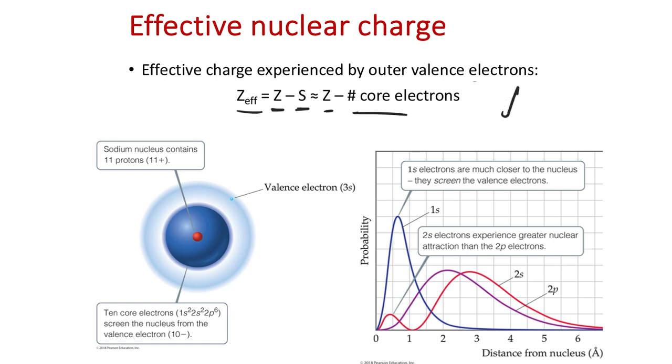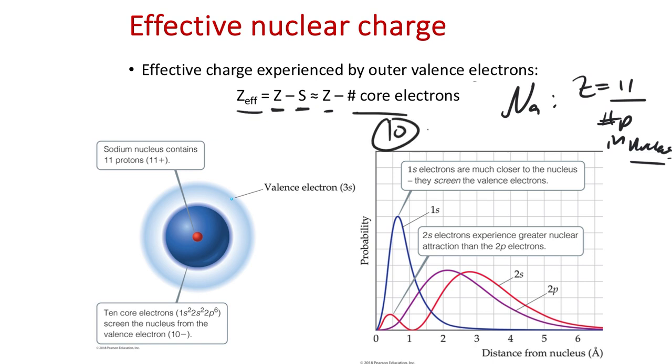So for sodium, it would work like this: the Z for sodium is 11, the number of protons in the nucleus. Z is just the nuclear charge. And then the number of core electrons for sodium is 10. So the Z effective for sodium is approximately +1. The Z effective for potassium is also about +1. So as you look down the alkali group, they're all approximately +1.